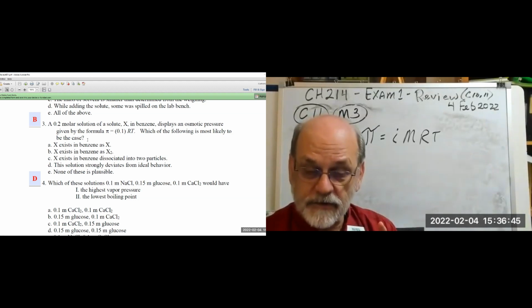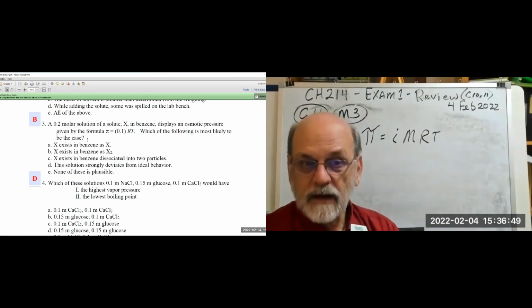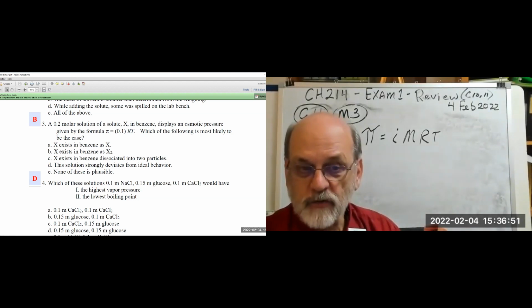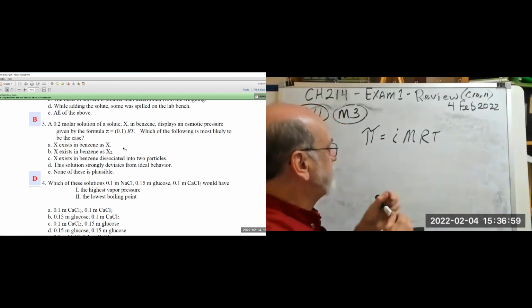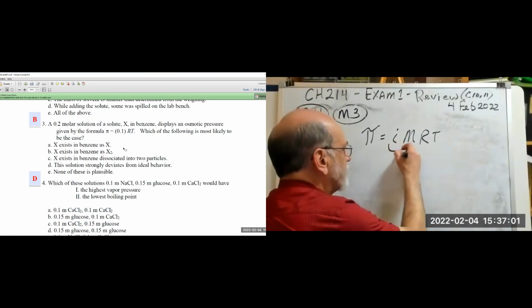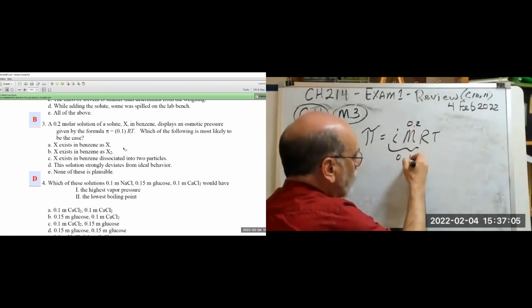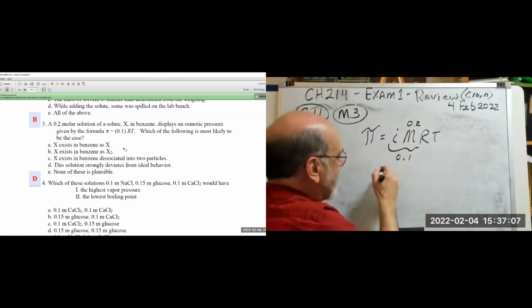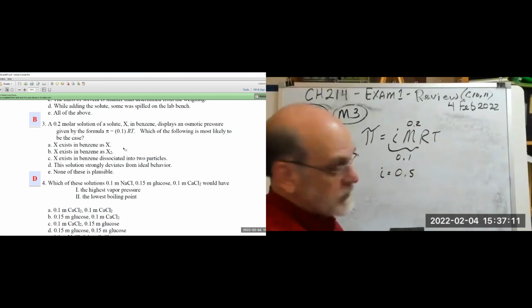But this question works the other way. If you form a 0.2 molar solution of X, but the correction factor modifies this one, instead of 0.2 now, this is 0.1. That means i has to be equal to 1/2.